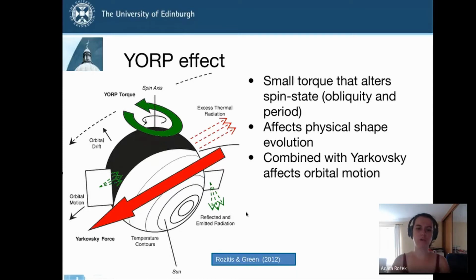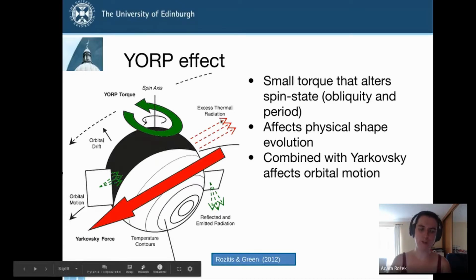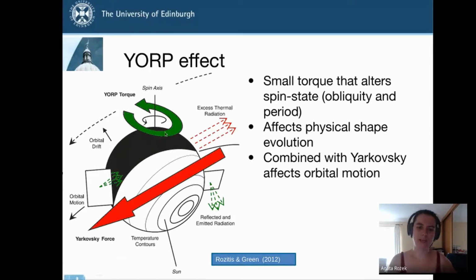We can see the Yarkovsky effect shown with the red arrows. So we can see which way the force pushes the object and which way the radiation gets emitted from the body. And the green arrows show what we call the YORP effect. Now, the YORP effect is a similar thing to Yarkovsky, but it has to do with asymmetry of a body.